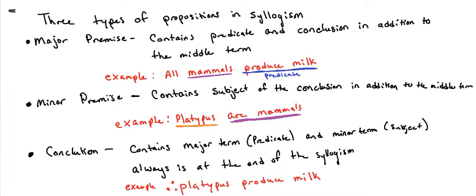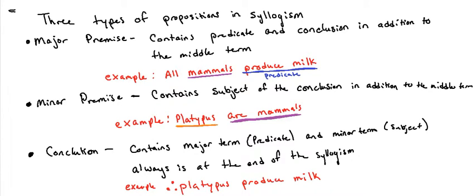There are three types of propositions in logical syllogisms. The major premise contains the predicate of the conclusion in addition to the middle term acting as the subject. So an example is, all mammals produce milk. Produce milk is the predicate that we will see in the conclusion, and the subject is all mammals, and that is our middle term, which we'll essentially use to link our two premises together.